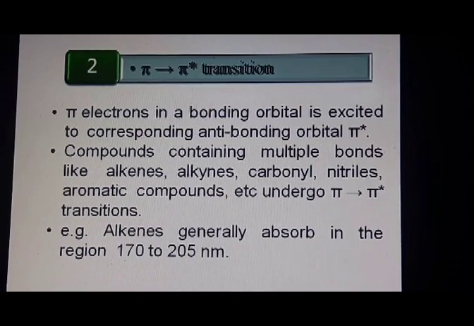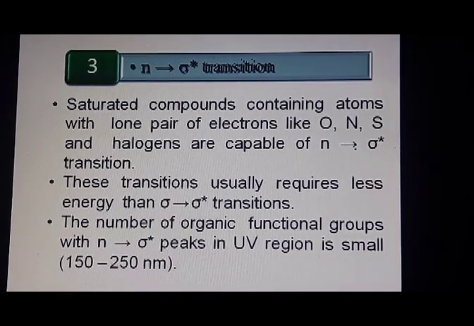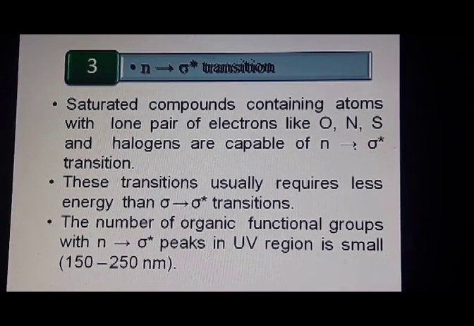Pi to pi star transition, pi electrons in bonding orbital is excited to anti-bonding pi orbital and example alkenes which generally absorb in the region 170 to 205 nanometer. n to sigma star transitions, saturated compounds containing atoms with lone pair of electrons like oxygen, nitrogen, sulfur and halogens are capable of n to sigma star transition and the range of n to sigma star transitions is 150 to 250 nanometer.